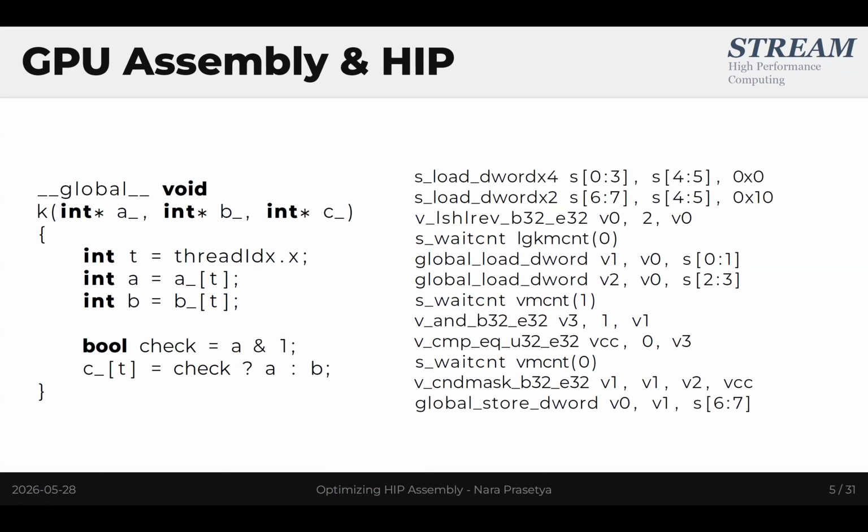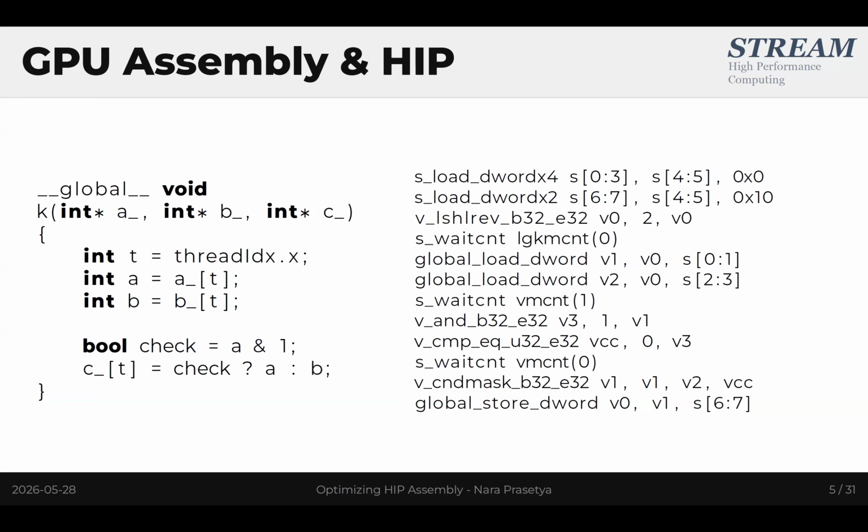So this is how AMDGCN looks like. On the left, we have a high-level representation. This is a kernel code where we read some thread identifier. We load some values from memory, and then we just write something back depending on some checked value. And this is when you compile that down. This is what it looks like.